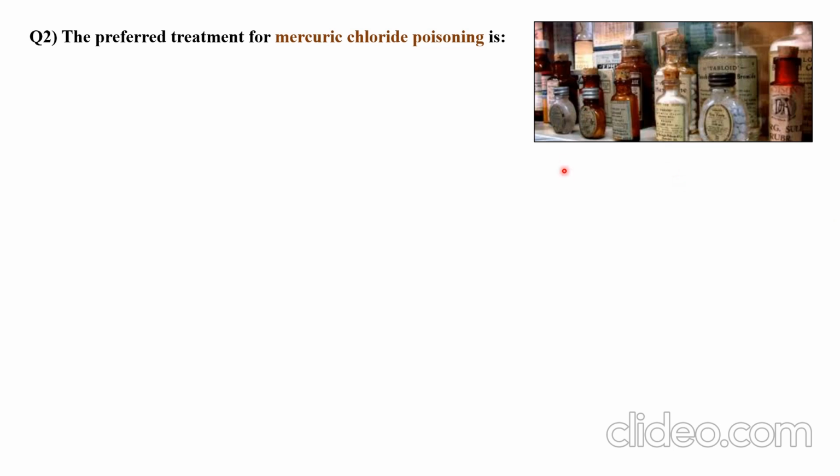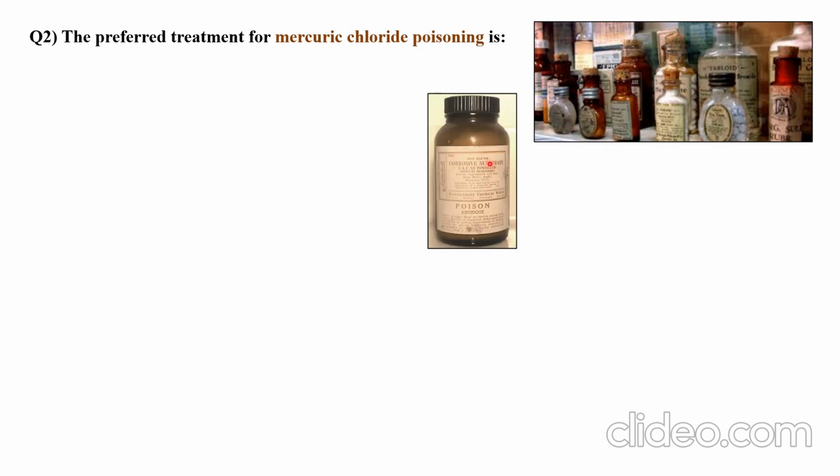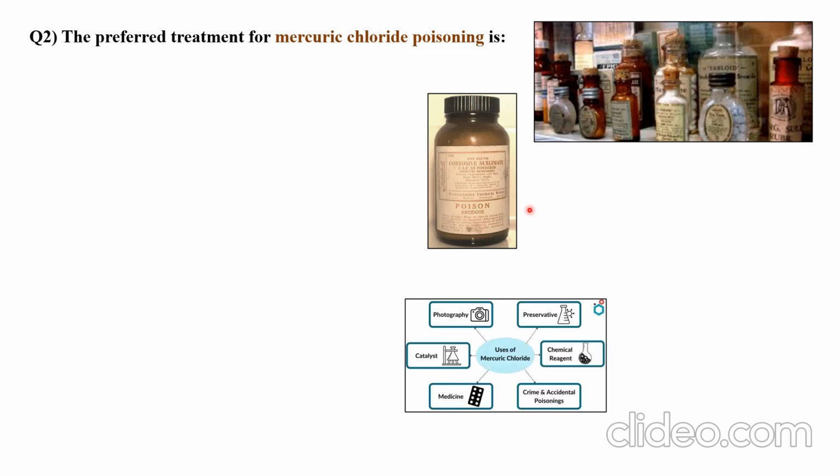If you look at the screen, these are the packages which were available for mercury chloride during the earlier days. Here you can see "corrosive sublimate" written, "used as a poison antidote." Historically, mercury chloride had many applications. It was used as a preservative and as a chemical reagent.